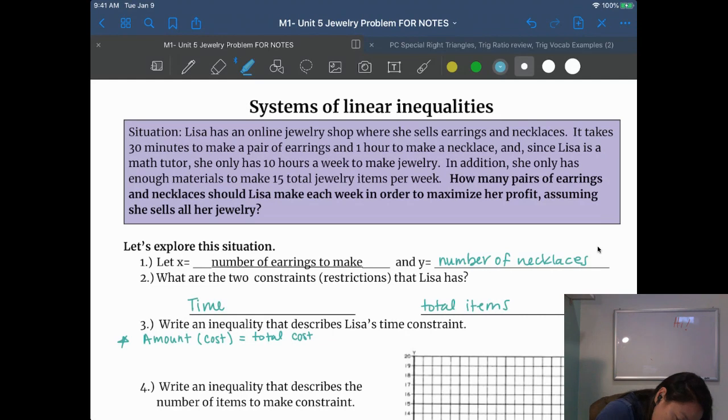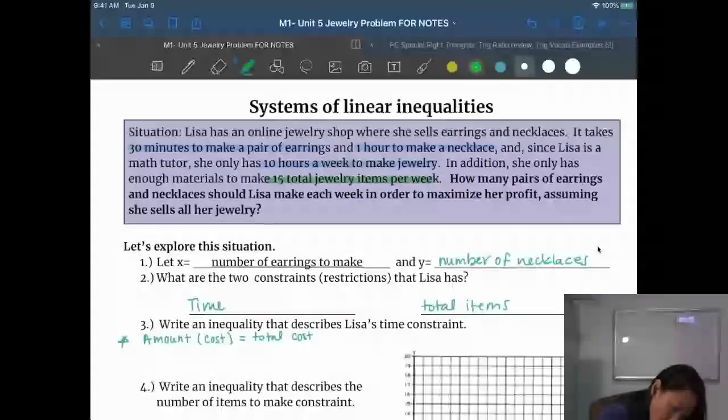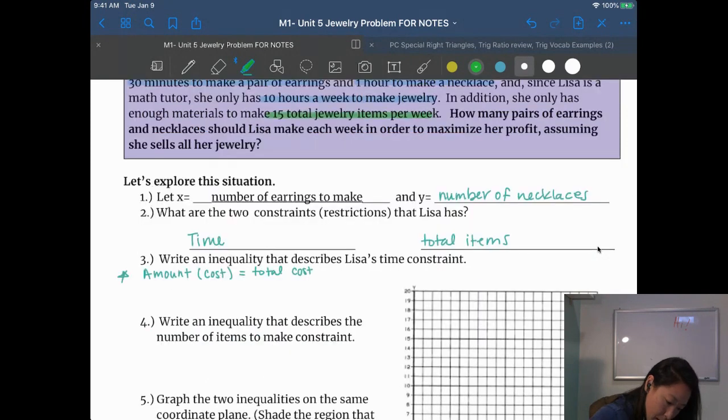I notice that it takes Lisa 30 minutes to make a pair of earrings and 1 hour to make a necklace. And the total amount of time she has is at greatest 10 hours a week. And then for her materials, she can make 15 items per week.